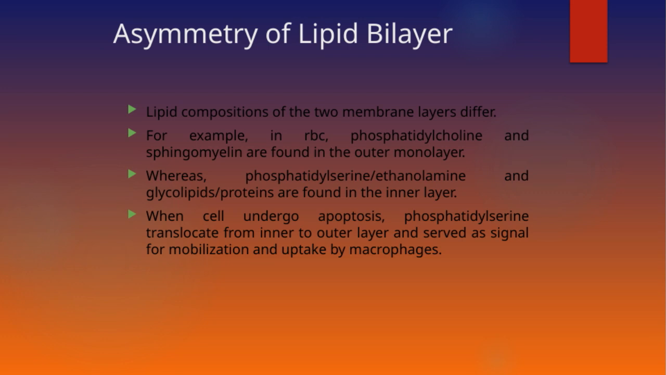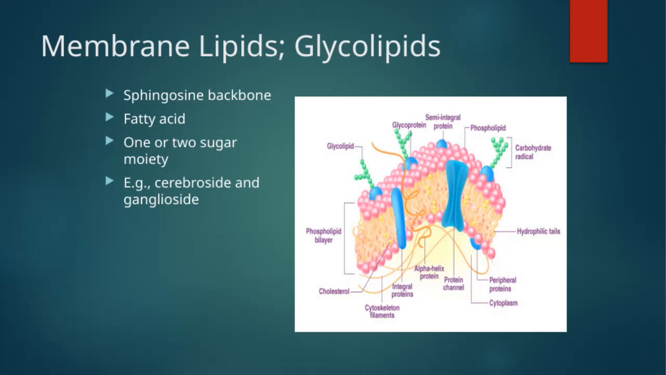This asymmetry of the lipid bilayer is fundamental for cell function and communication. It highlights how the membrane isn't just a barrier, but actively participates in signaling and cellular processes vital for health and disease. Now let's take a closer look at glycolipids, which are a key component of membrane lipids.